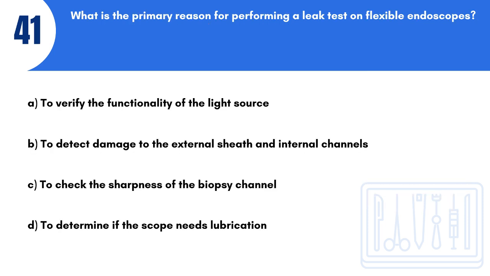Question 41. What is the primary reason for performing a leak test on flexible endoscopes? A. To verify the functionality of the light source. B. To detect damage to the external sheath and internal channels. C. To check the sharpness of the biopsy channel. D. To determine if the scope needs lubrication.